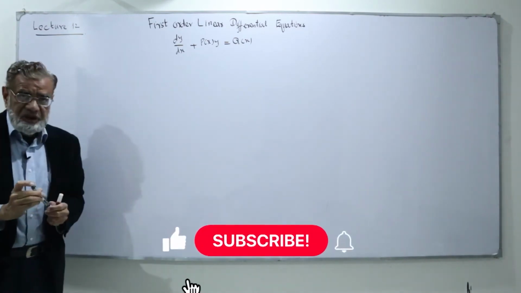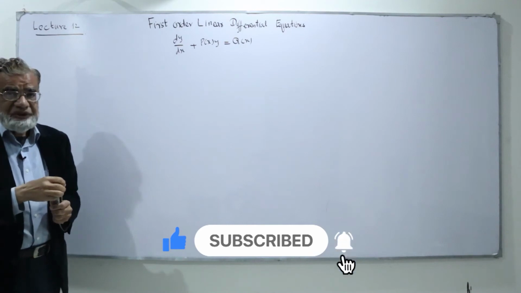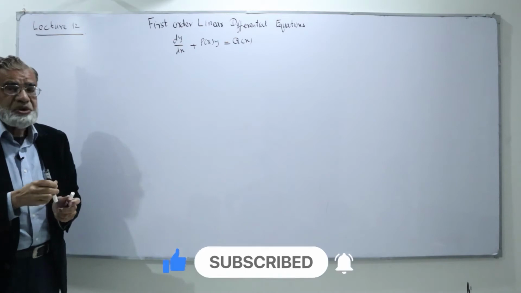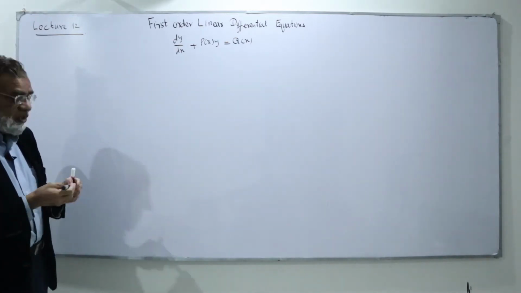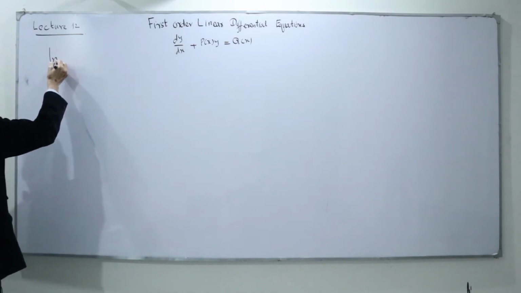If we are given an equation and can write it in this form, then we can solve it by the first order linear differential equation method. If we are not able to write it in this form, then it's not possible to do this. To solve the equation, we use an integrating factor, so we just define the integrating factor.